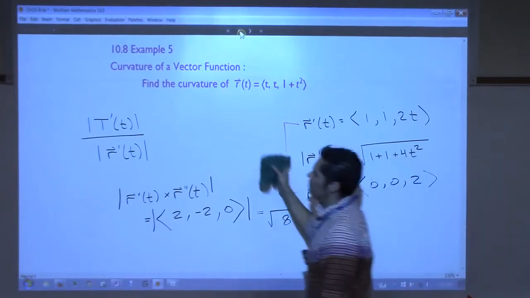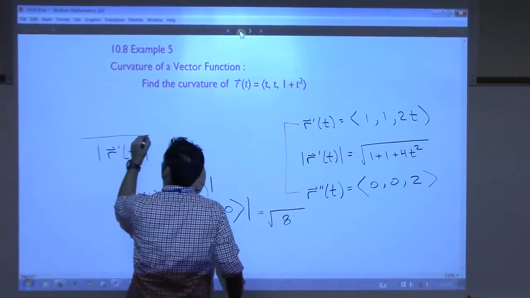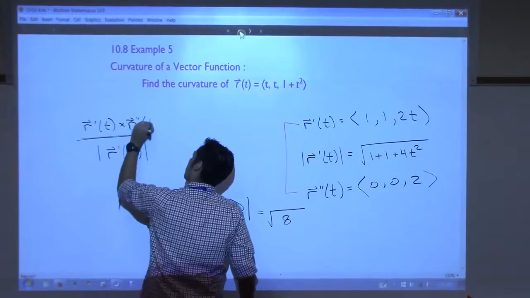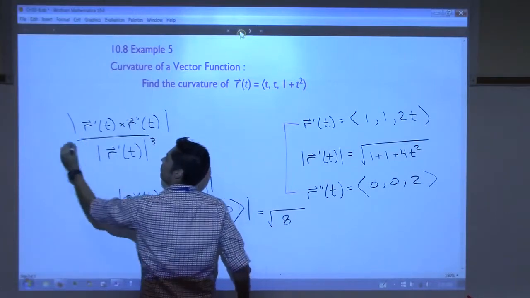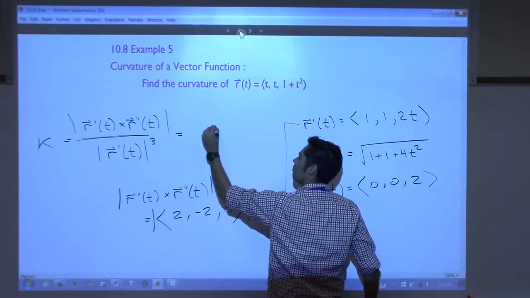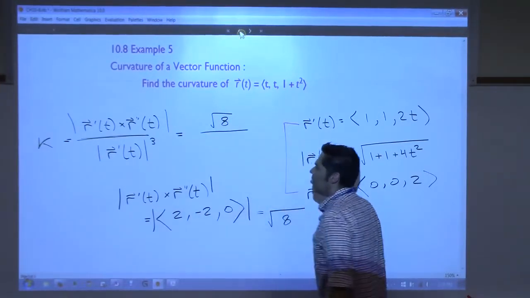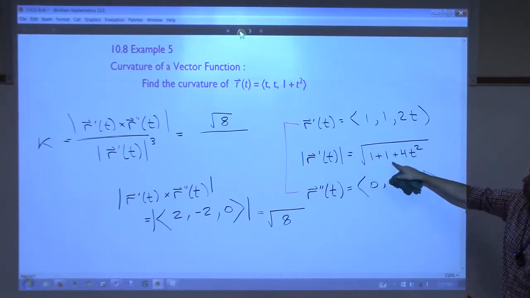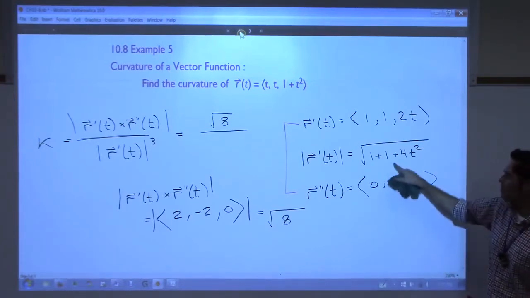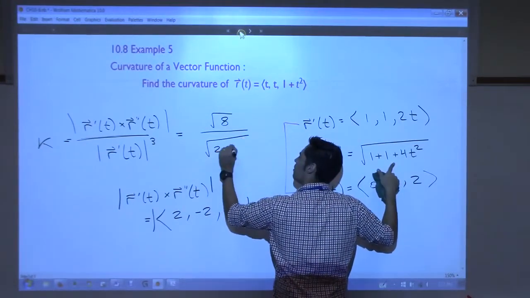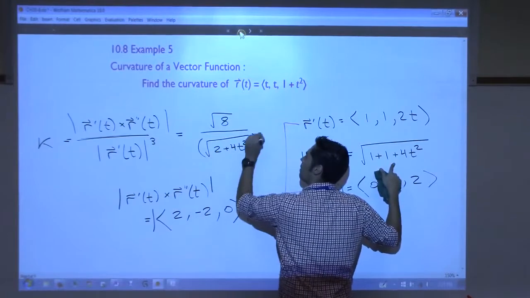So the curvature, I'll just cheat and I'll use this formula. The curvature is this. That's it, right? We know this is what? Root 8 over, and then the derivative. Is this the derivative right here? The magnitude of the derivative, right? Cubed. So it'd just be square root of 2 plus 4t squared, cubed.